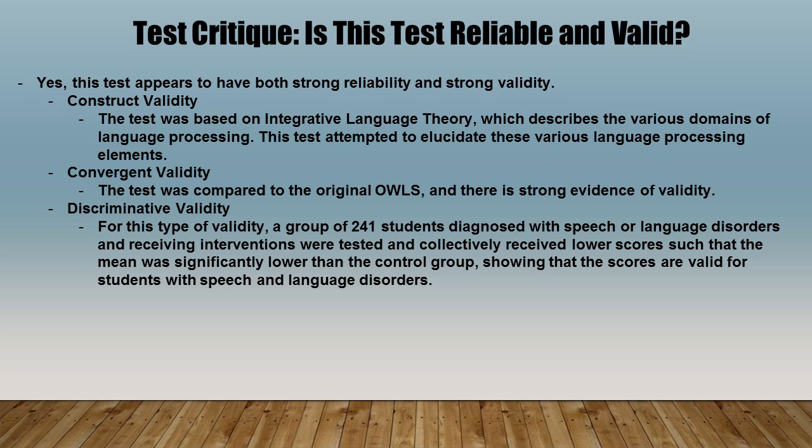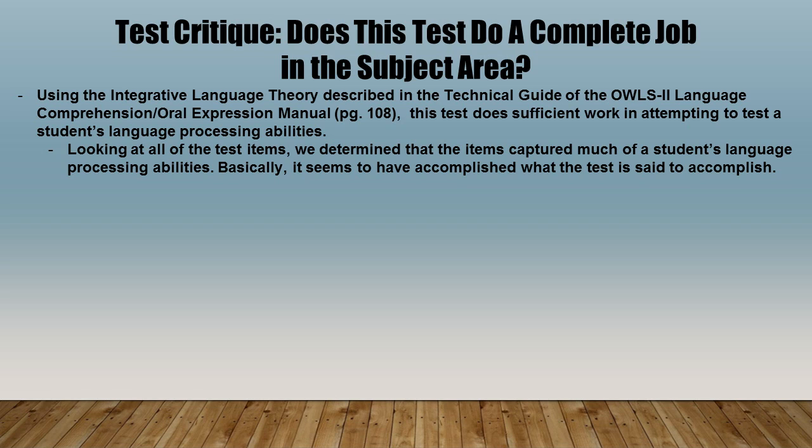Finally, and probably the most applicable to us as special educators, is the discriminative validity piece on the final bullet point. The manual claimed to test 241 students diagnosed with speech or language disorders, and the mean of their scores was significantly lower than the control, thus showing that the scores were indicative of the disabilities that they were diagnosed with, and that the OWLS 2 did a sufficient job in testing for language processing abilities.